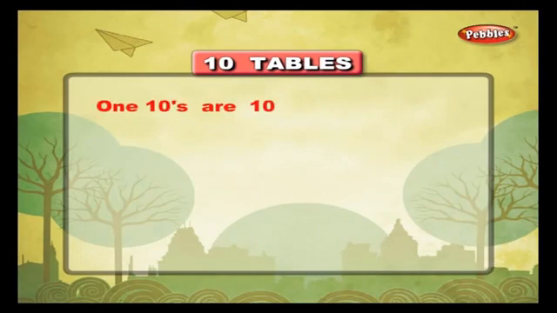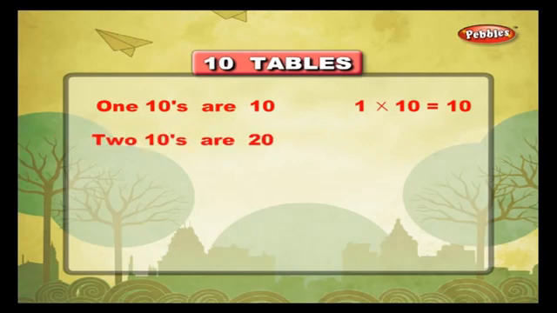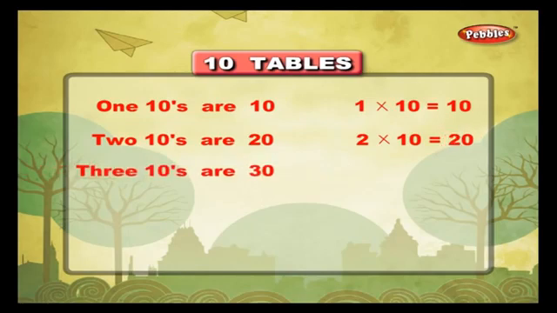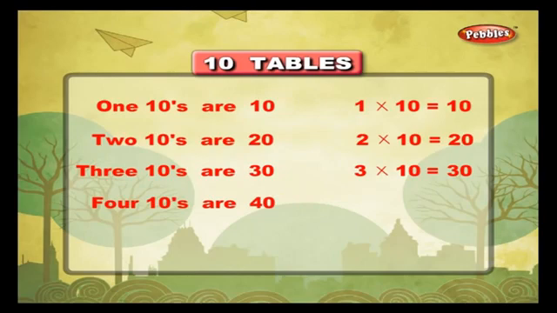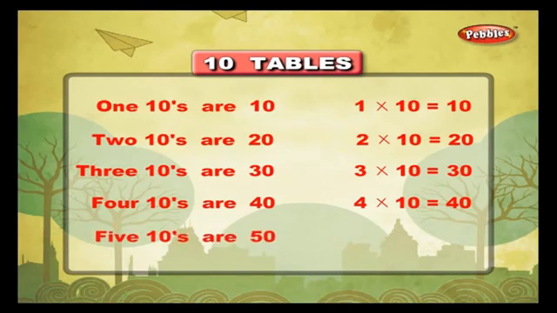1 ten is 10. 1 into 10 is equal to 10. 2 tens are 20. 2 into 10 is equal to 20. 3 tens are 30. 3 into 10 is equal to 30. 4 tens are 40. 4 into 10 is equal to 40. 5 tens are 50. 5 into 10 is equal to 50.